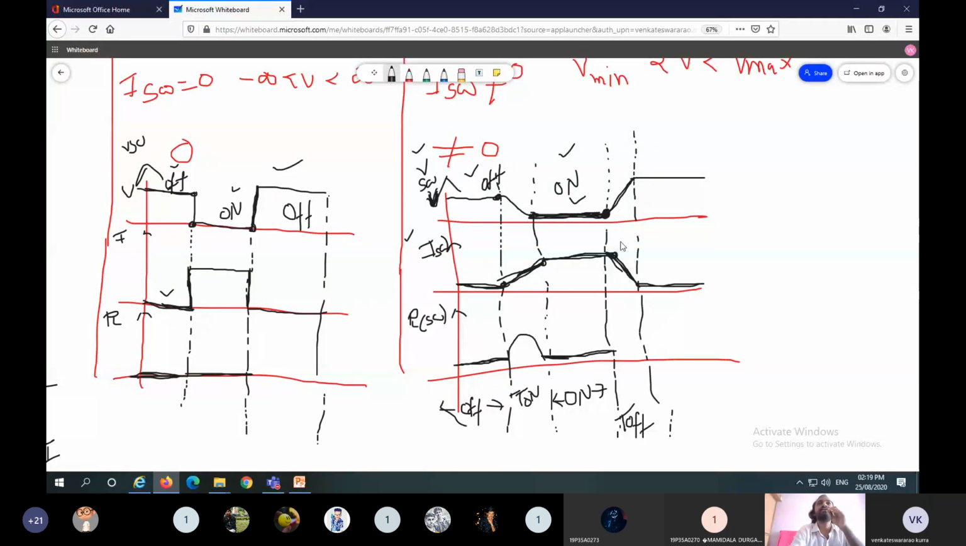Again, this one is the turn off time. During turn off time also, the voltage gradually increases across the switch and the current flowing through the switch gradually decreases like this. So the power loss is like this.